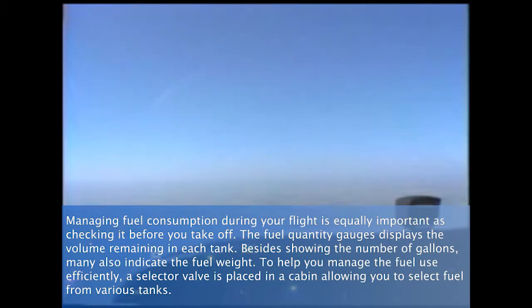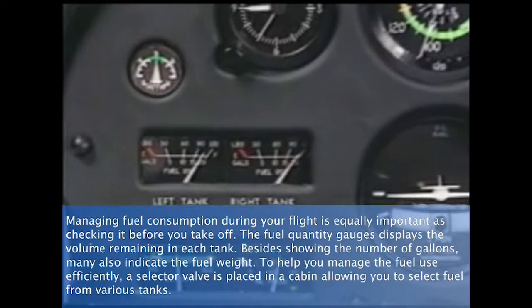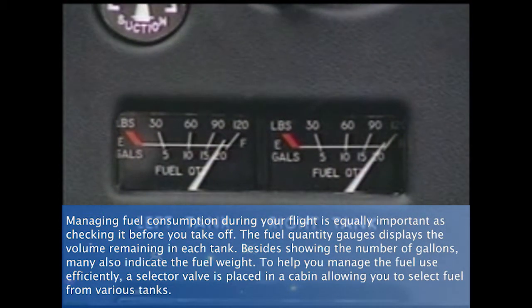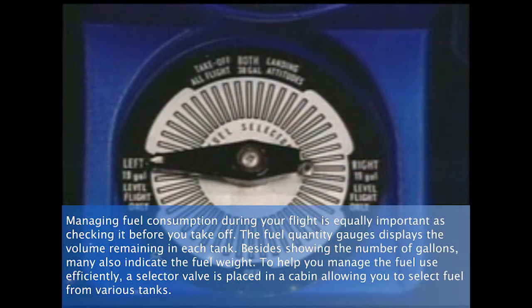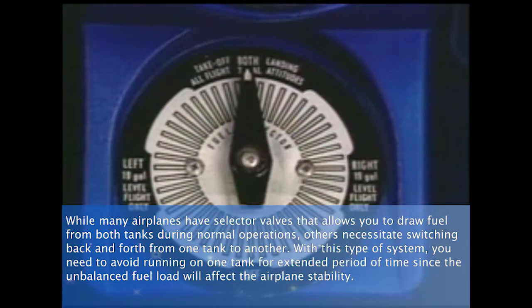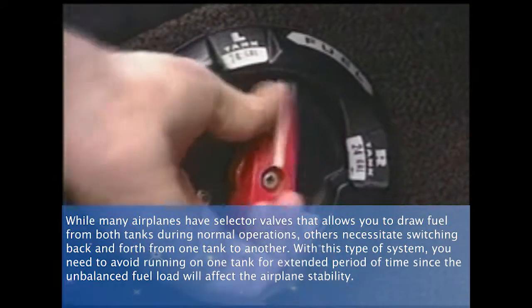Managing fuel consumption during your flight is equally as important as checking it before you take off. The fuel quantity gauges display the volume remaining in each tank. Besides showing the number of gallons, many also indicate the fuel's weight. To help you manage the fuel use efficiently, a selector valve is placed in the cabin, allowing you to select fuel from various tanks. While many airplanes have a selector valve that allows you to draw fuel from both tanks during normal operations, others necessitate switching back and forth from one tank to another.